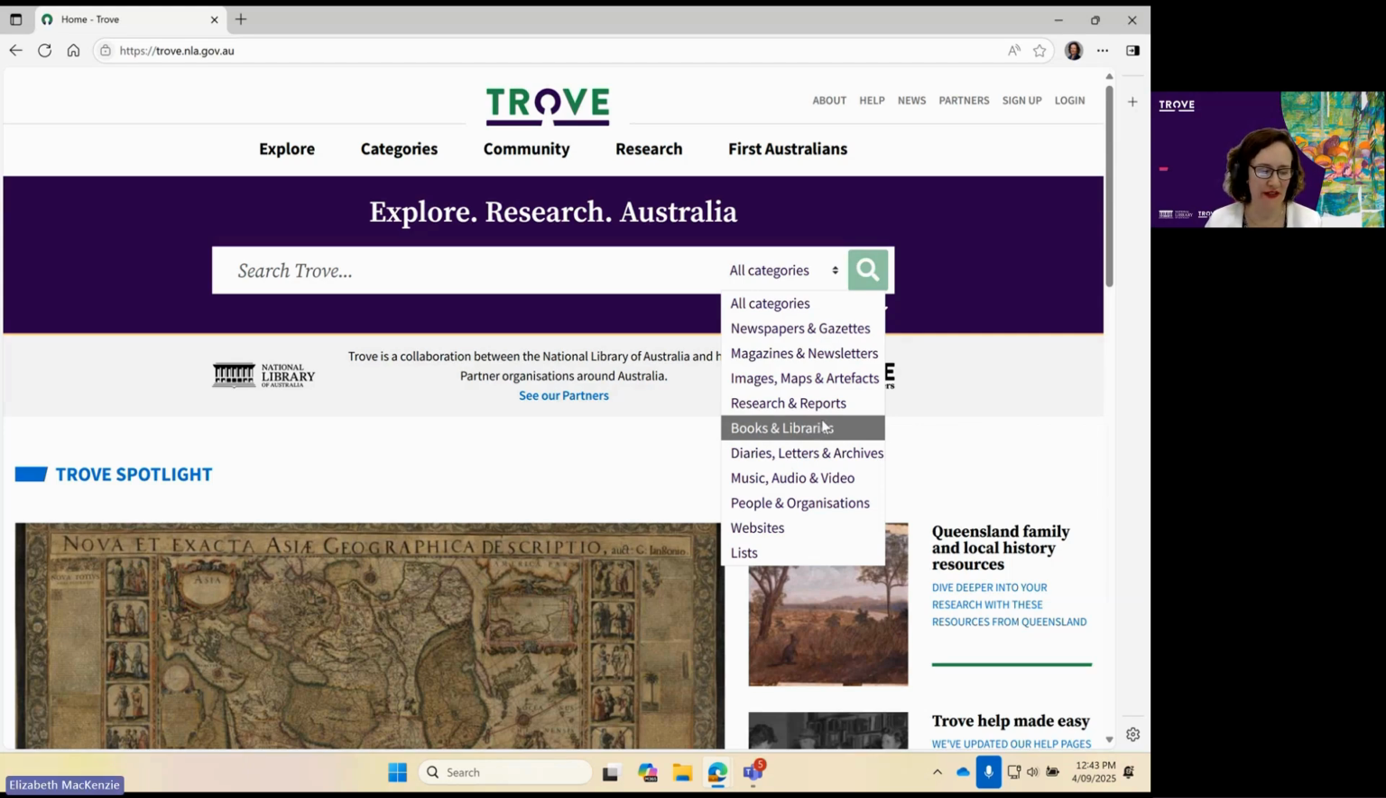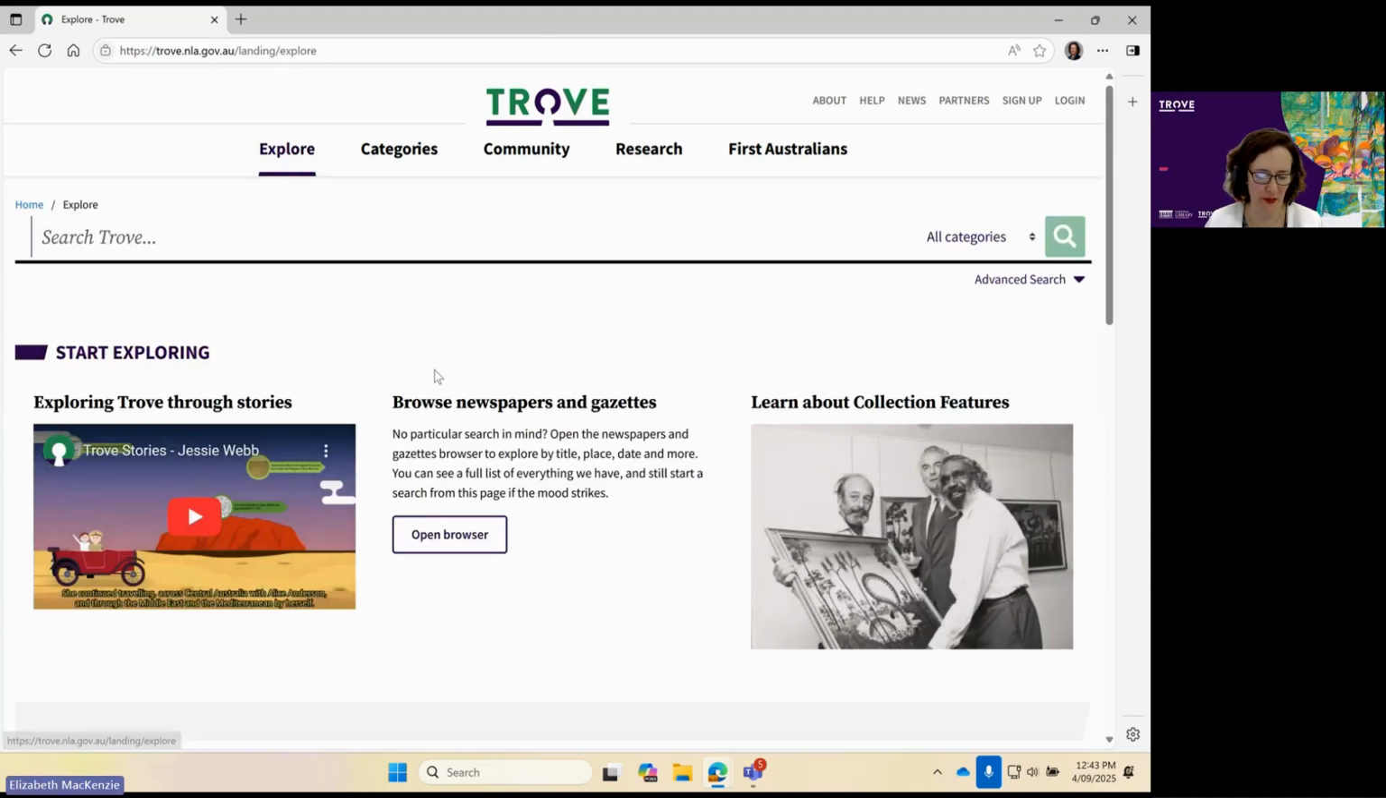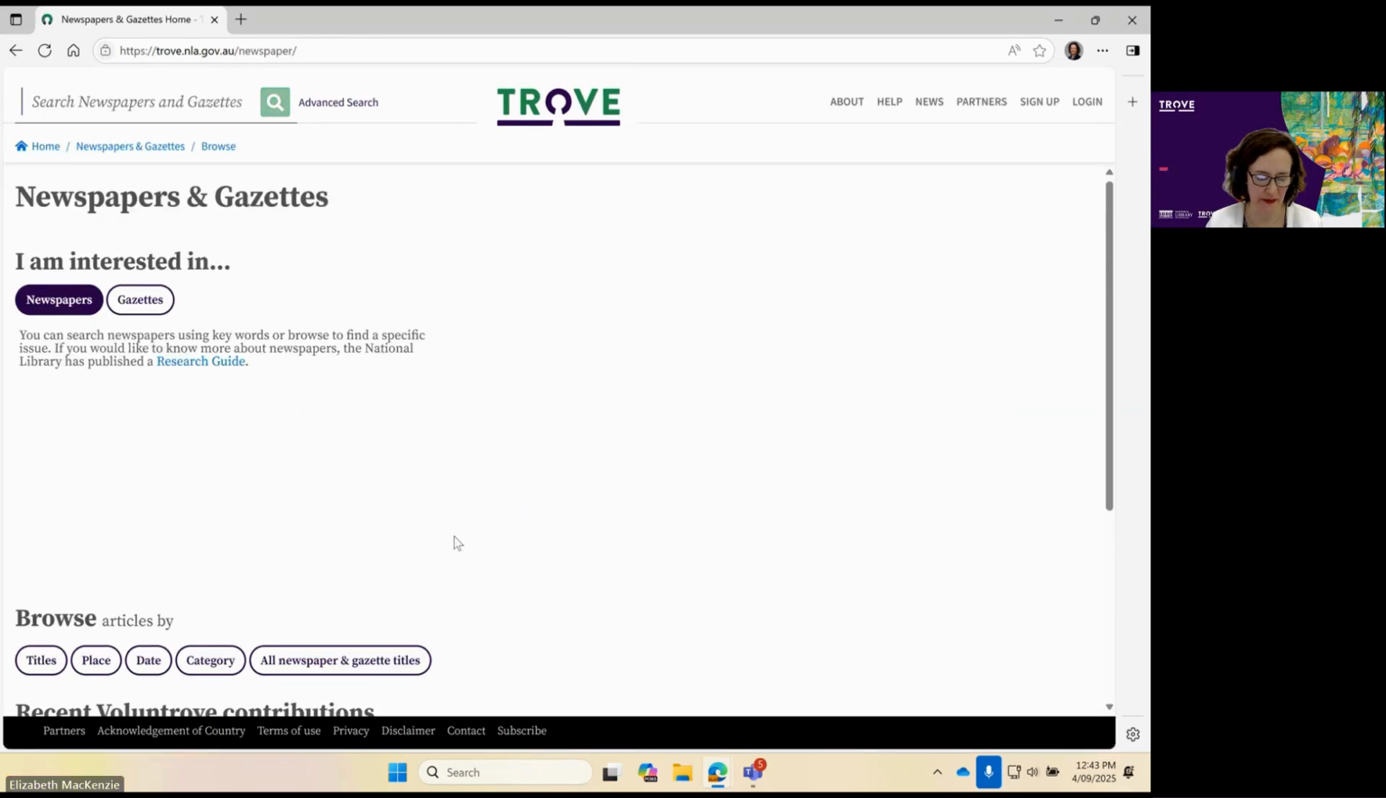You would use this way to search if you knew the region you were interested in and you wanted to see what newspapers were available. So I'm going to click on Explore, then Browse Newspapers and Gazettes, then Open browser. I'm going to leave it as I'm interested in newspapers, but you can try a similar search for gazettes. Gazettes are government publications that can contain all sorts of notifications and sometimes regulations.